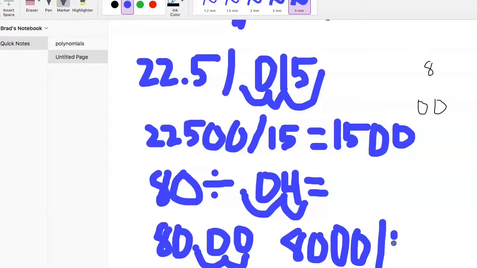So we would have 8,000 divided by 4 equals, running out of room, I'm just going to say 2K. 2K and 2,000, same thing. So our final answer there is 2,000.